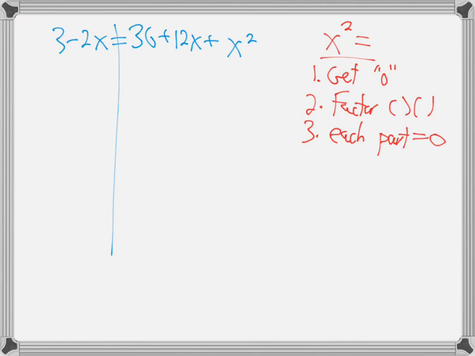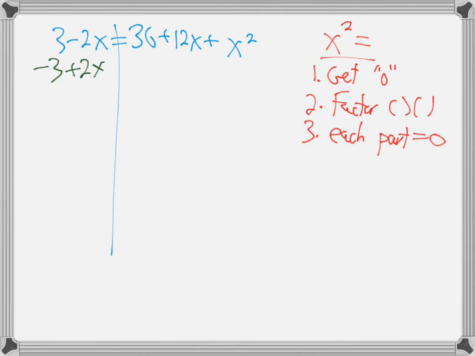Step 1, get a 0. Where do I get a 0? On the opposite side from x squared. So where's x squared? X squared's on the right side. So where am I going to get a 0? On the left side. I'm going to make the left side become 0. So how do you make it 0?